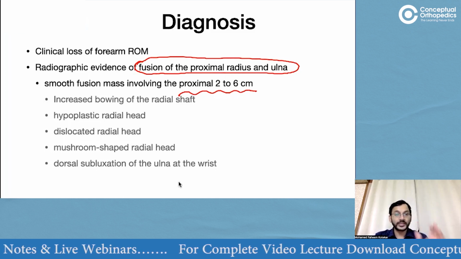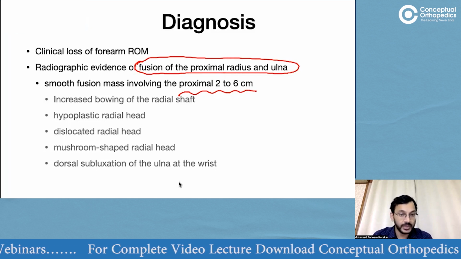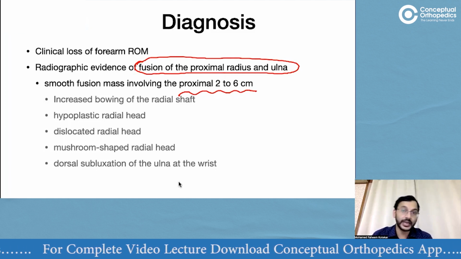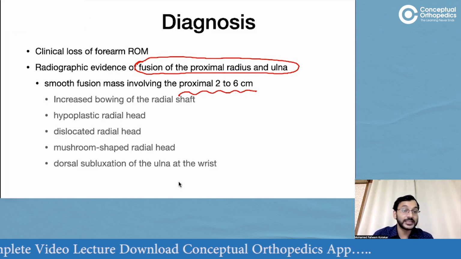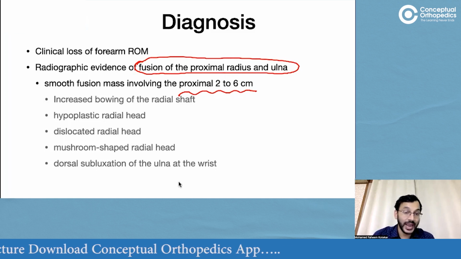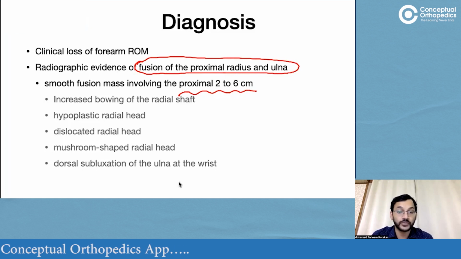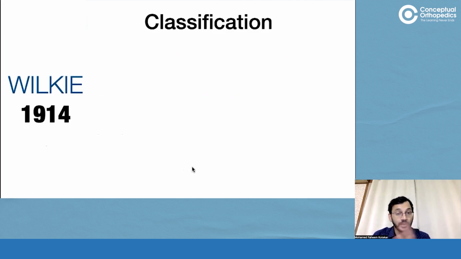Along with this fusion, we will be able to see increased bowing of the radial shaft. Sometimes there will be a hypoplastic radial head or a dislocated radial head. In certain conditions where it's anteriorly dislocated, we might see a mushroom-shaped radial head. And also at the distal radioulnar joint, we may see a dorsal subluxation of the ulna. So these are the different things we may see in association with congenital radioulnar synostosis. Now coming to classification.